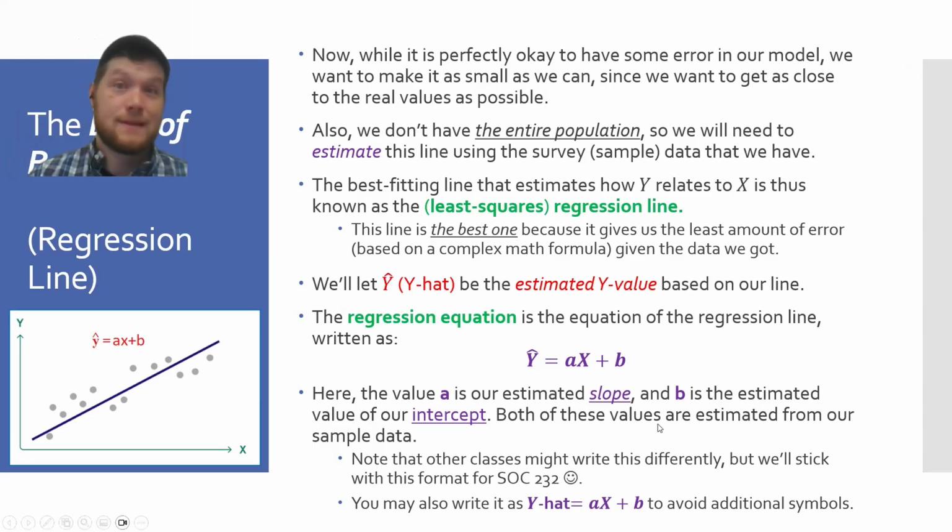Other classes might write this differently. If I taught a different version, a stats for majors course, I think Stats 270 at EKU, I would write it and talk about it differently. But the ideas are still the same. And so in this SOS 232 class, I expect you all to write it like this and call it a and b for your slope and intercept if necessary.